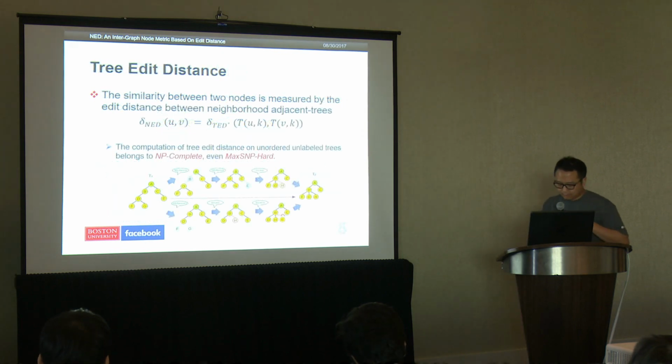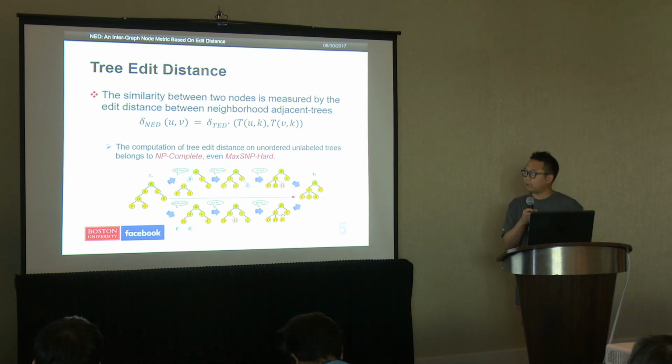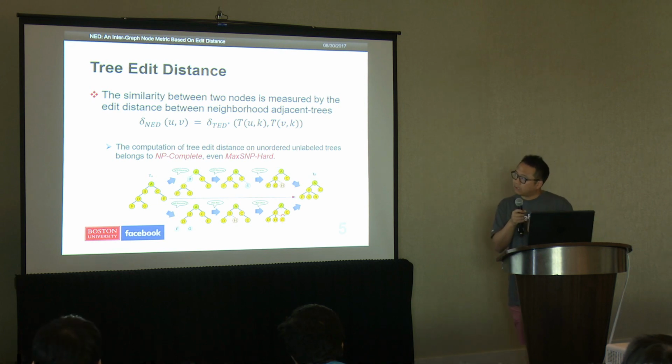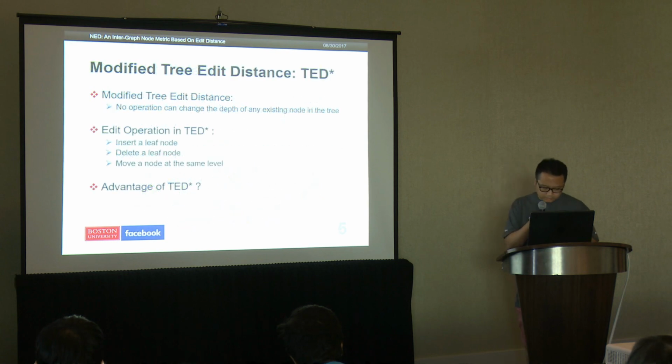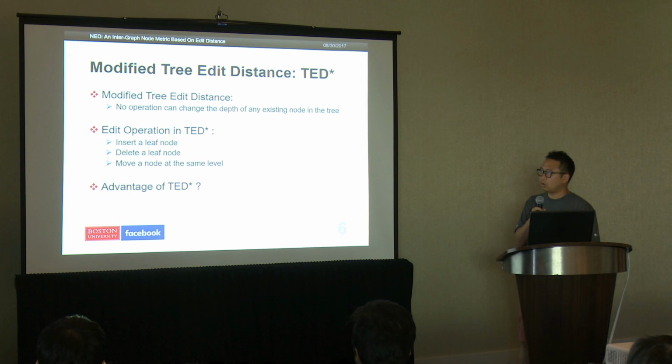Then after we have the k-adjacency tree to describe the nodes, the straightforward way is to use tree edit distance. This is a common way, and it is better than making up features to describe the node, for example the number of nodes, the number of leaves, and the depth, because they do not satisfy identity. But the problem with tree edit distance is that it is expensive to compute, and it is even hard to approximate. So we introduced one restriction to get a modified tree edit distance. We say the node operation cannot change the depth of any existing node in the tree.